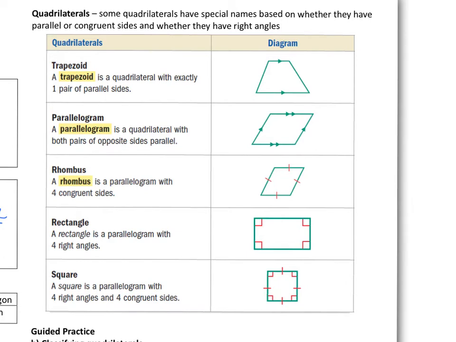Okay, I would like to go over the different kinds of quadrilaterals, the names of the different kinds of quadrilaterals. Okay, remember, quadrilaterals are polygons with 4 sides. Some quadrilaterals have special names based on whether they have parallel, remember parallel, or congruent sides, the congruent symbol, and whether they have right angles, meaning angles with 90 degrees.